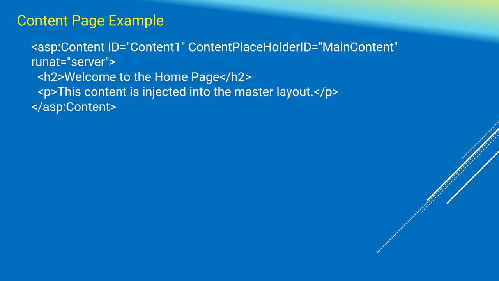This is what a typical content page looks like. The heading and paragraph will appear right where the placeholder is defined in the master layout, keeping your site clean and consistent.